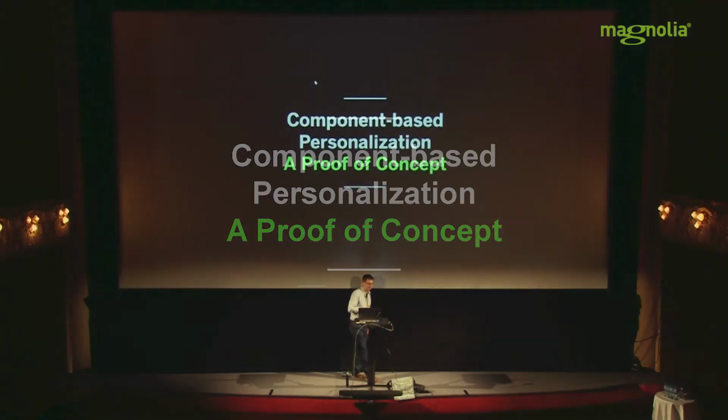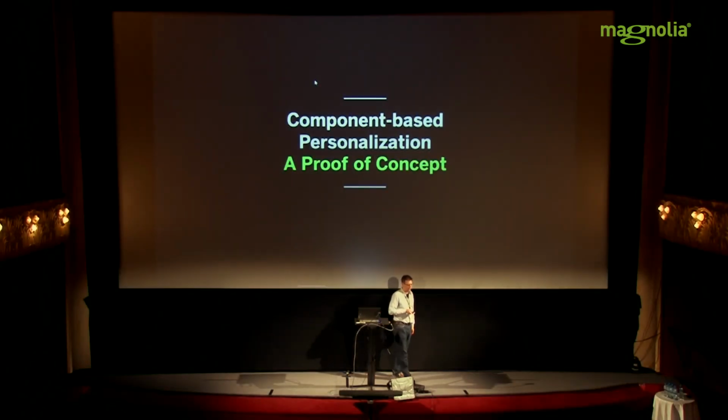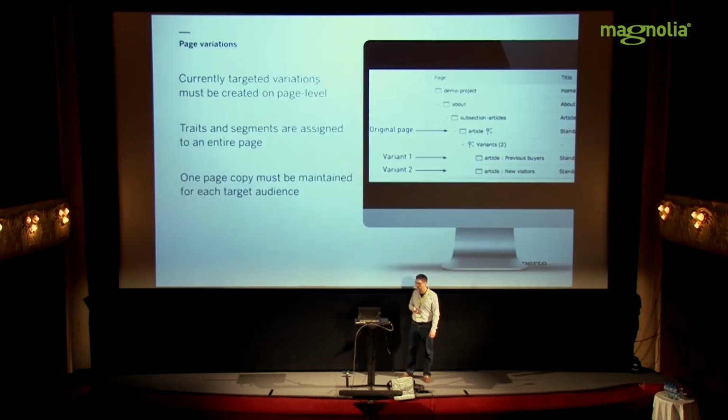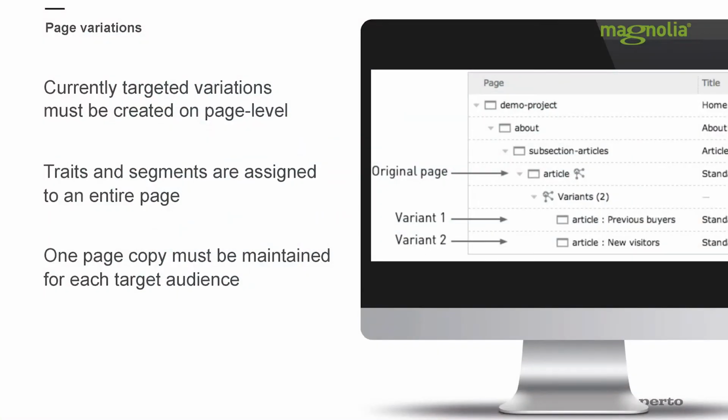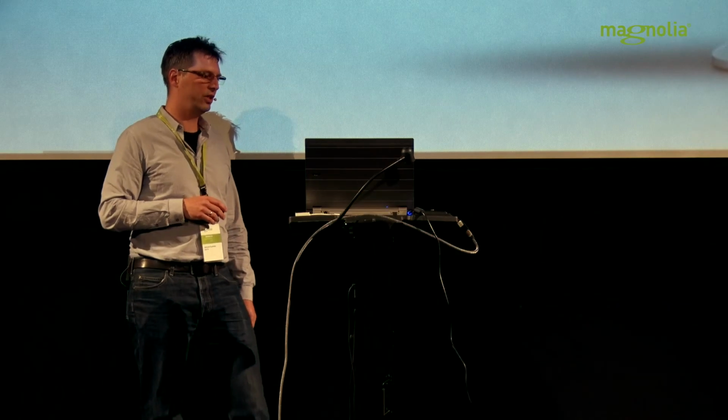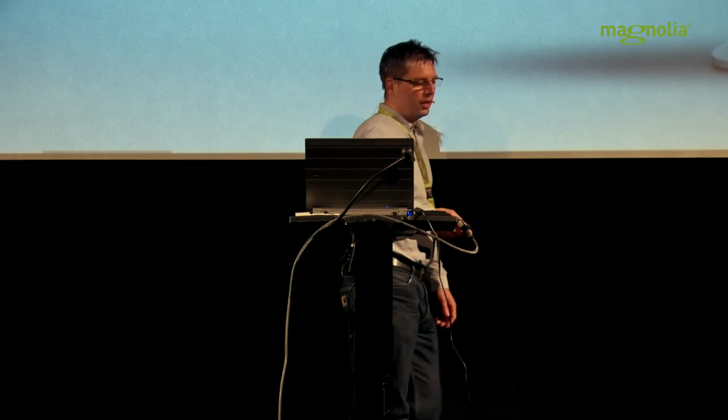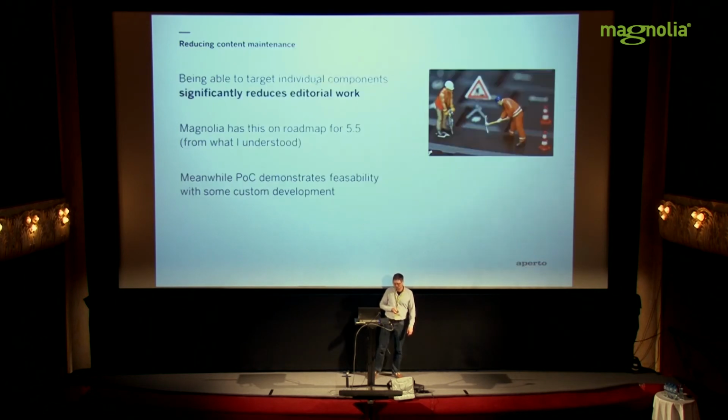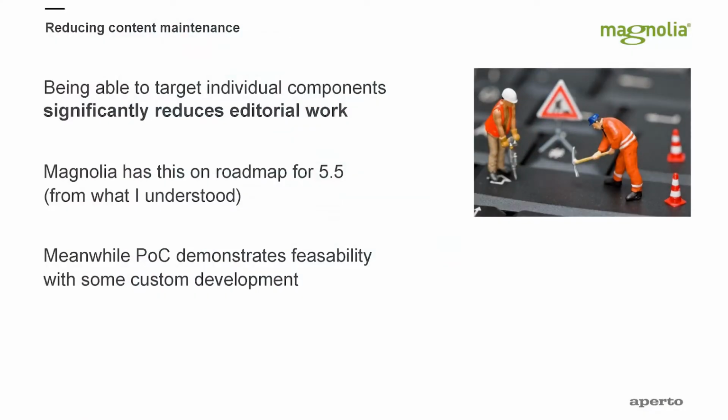Okay. I mentioned earlier that currently only pages can be targeted out of the box with Magnolia. So what you have to do is take a page, create variants, and this will effectively copy the page, and each copy you can target individually. But obviously that may result in a lot of editorial work for all those copies you've got to maintain now. And the logical next step would be to apply targeting on a component level.